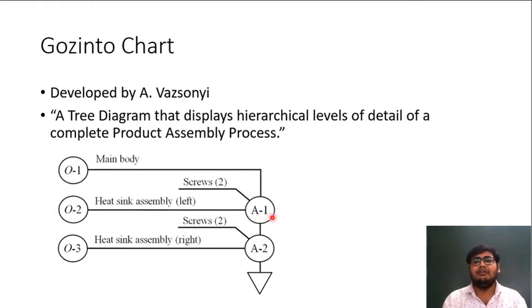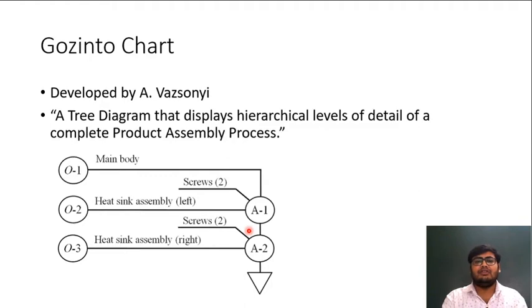Once sub assembly A1 is finished, we will need sub assembly A1, we will need two screws, and we will need a part O3, which is the heat sink assembly of the right side. After using all these components, we will get a sub assembly A2, and then further we will get some other sub assemblies, and subsequently we'll assemble our entire product. So this is how a Gozinto chart will work.